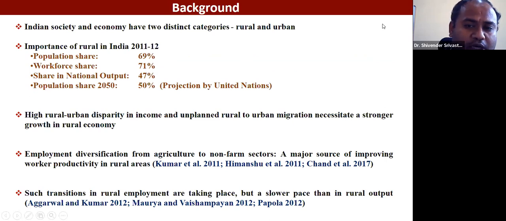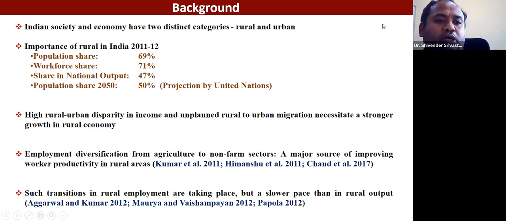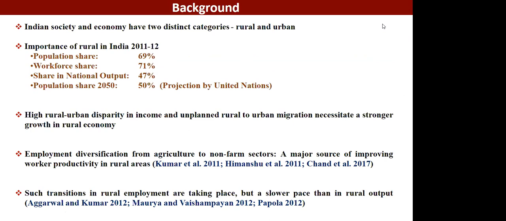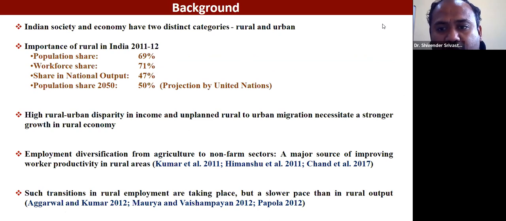Before we start, I would like to give a little background, that we all know very well that Indian society and the economy has two distinct categories. We have the rural India, and then we have the urban India.